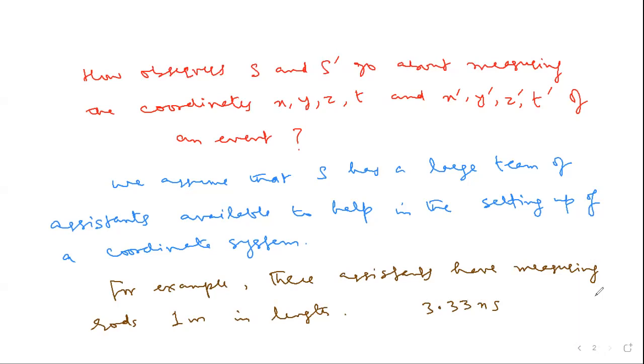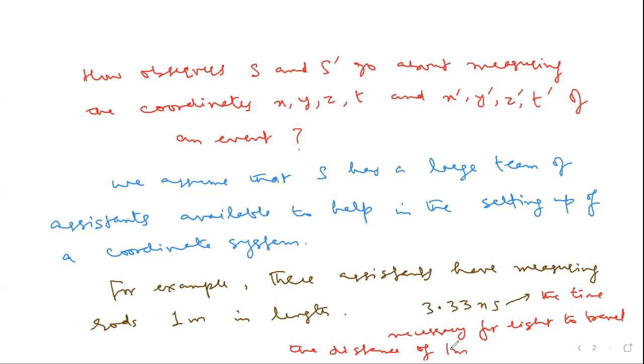What is this time? 3.33 nanosecond. It is the time necessary for light to travel the distance of 1 meter from the origin to the assistant's location. I repeat, let me make a rough sketch.